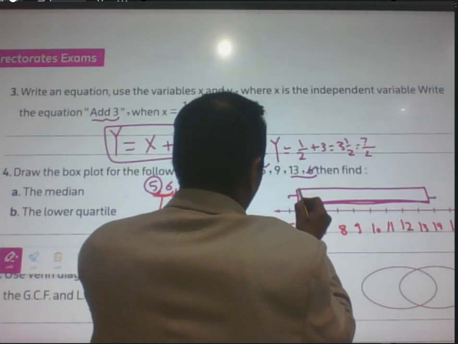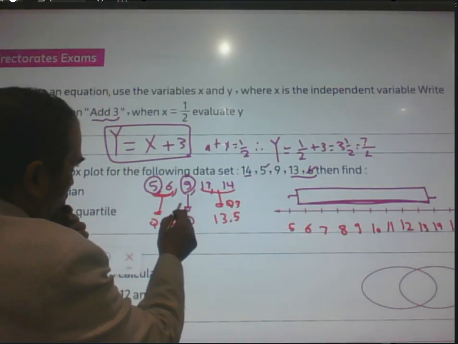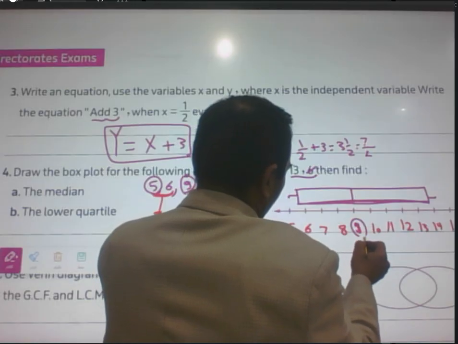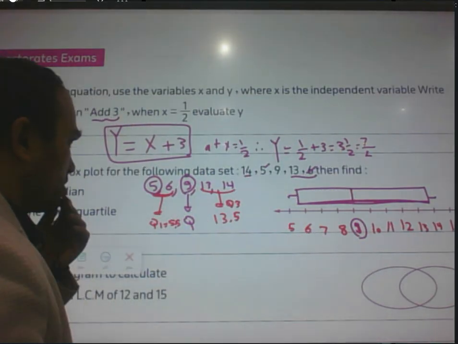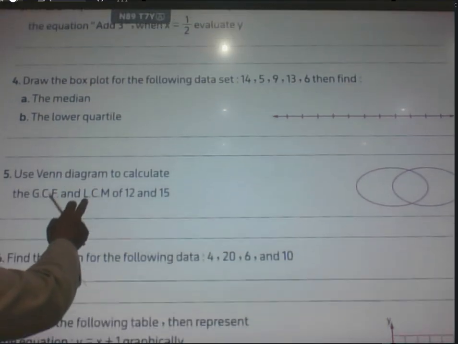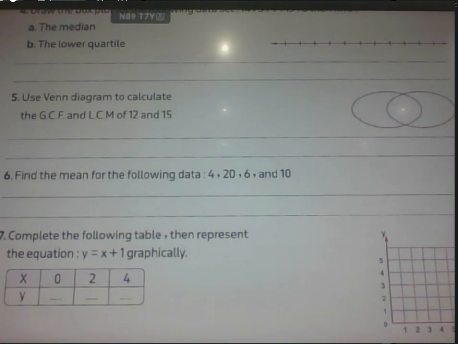Box plot here. Next, we can find the quartile here. Q here, reverse to the median, will be Q here. Then Q, we call it the median. Understood?